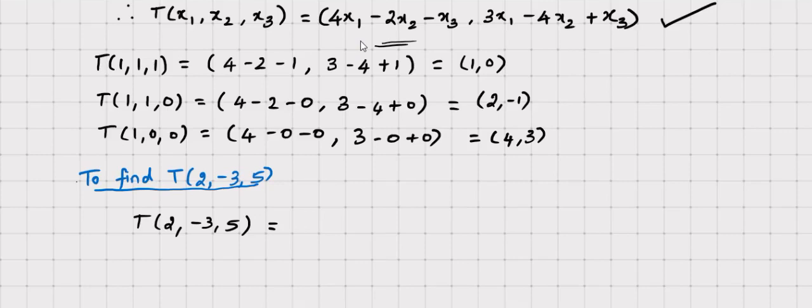so I am just applying the values of x1, x2 and x3. x1 I am applying 2, so 4 into 2 will be 8, and x2 I am applying minus 3, so minus 2 into minus 3 will be plus 6, then x3 is 5, so it will be the result. The next one, 3 into 2 is 6, then minus 4 into minus 3 will be plus 12, then plus x3, that is 5. So the net result is 9 comma 23.